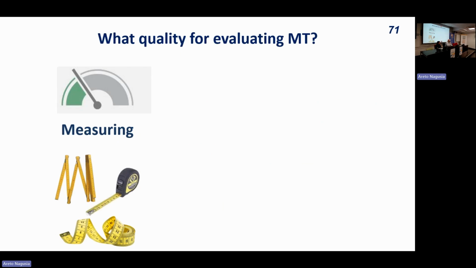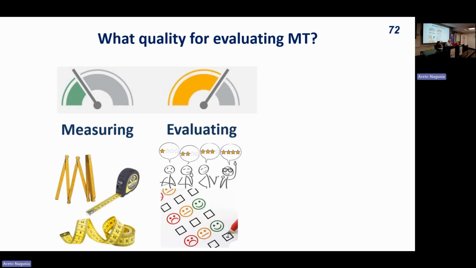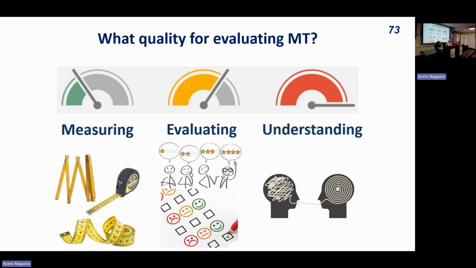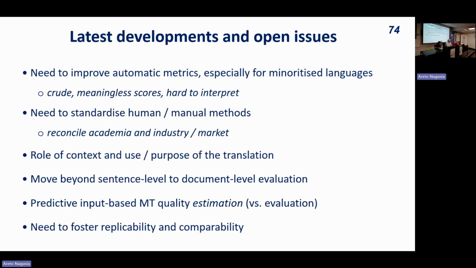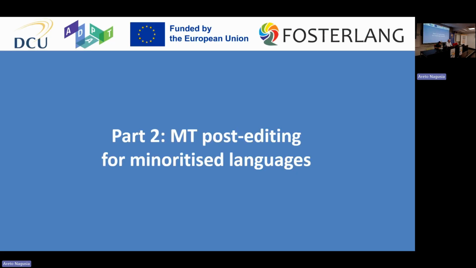So my final message on this is that when we're talking about evaluating the quality of machine translation systems, particularly for the minoritized languages that we all and the Fosterland project care so deeply about, it's very easy to measure. It's a bit more complex to evaluate. You can still do that with a bit of effort and goodwill, but it's very difficult to understand the actual quality. And I think what is really required, particularly for the minoritized languages, is to promote the understanding more than the measurement or the evaluation of the quality, which again has a number of complexities, which I hope at least I've been able to illuminate to some extent.